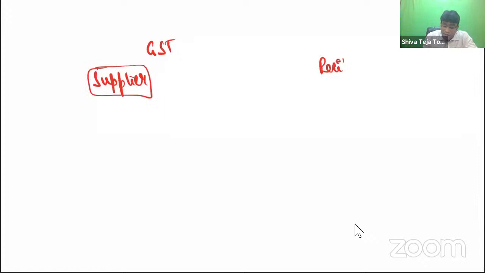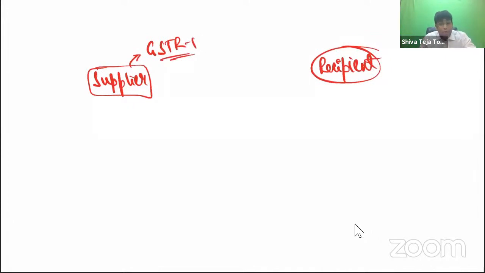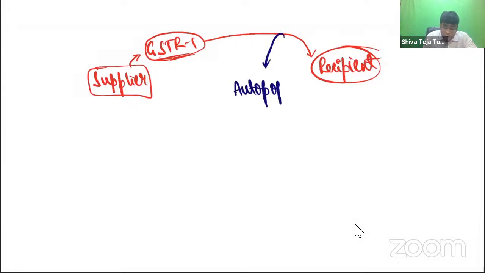Yeah, so let's once recall the basic fundamental point we already covered, my dear friends. Concentrate now. The basic fundamental point we discussed is that there is one supplier and one recipient. The supplier will obviously file GSTR1, which is nothing but the statement of outward supplies. And the details he reported in GSTR1 will auto-populate.